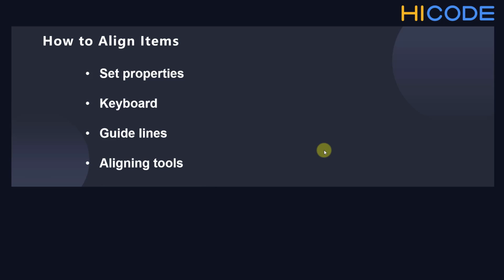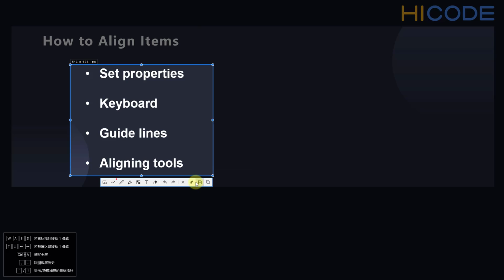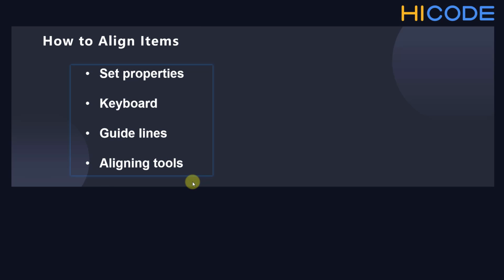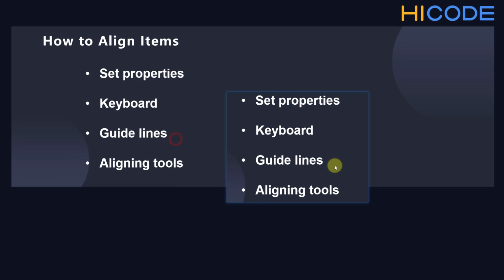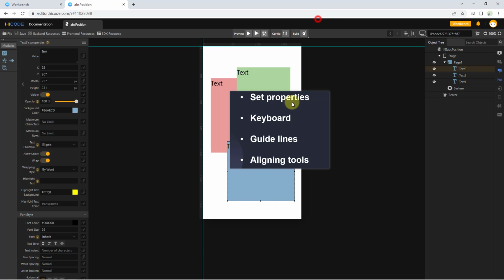The next part is about how to align items. You can either set properties in the property panel, or you can use the direction keys on your keyboard. There are also guidelines to help you, and you can also find aligning tools in the editor's top right corner.